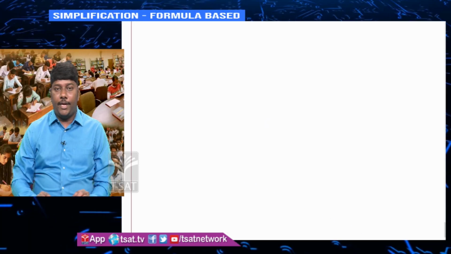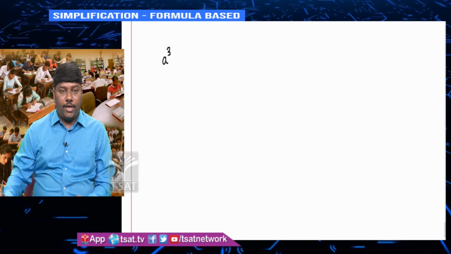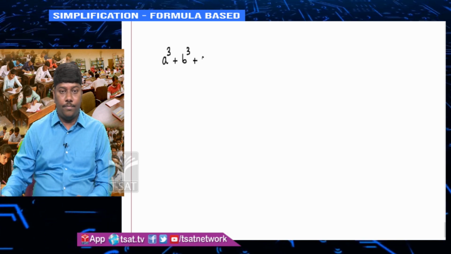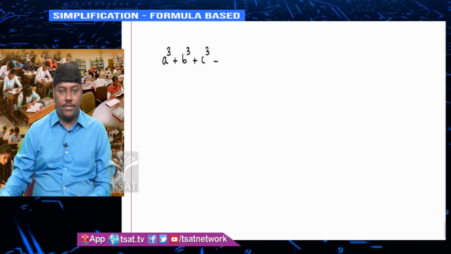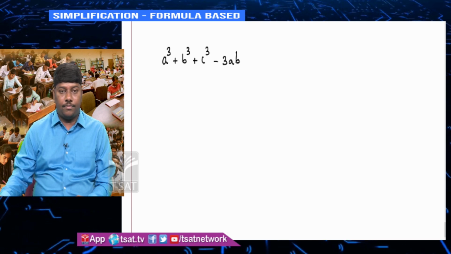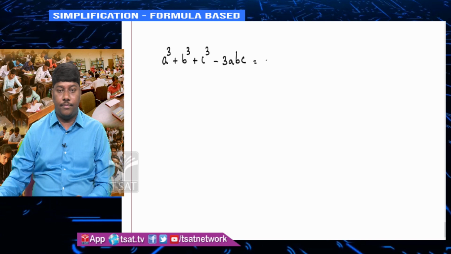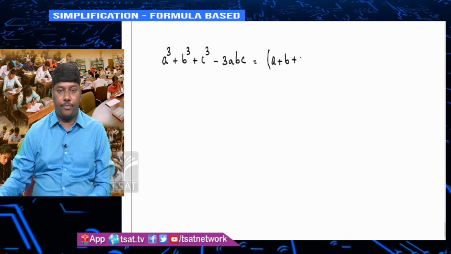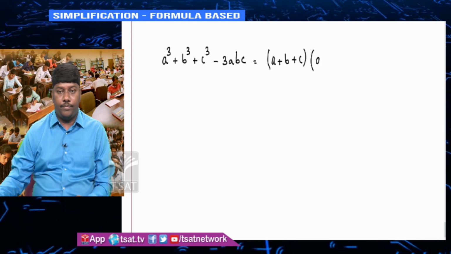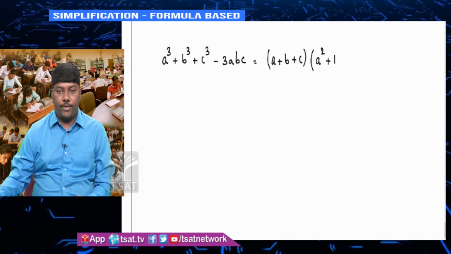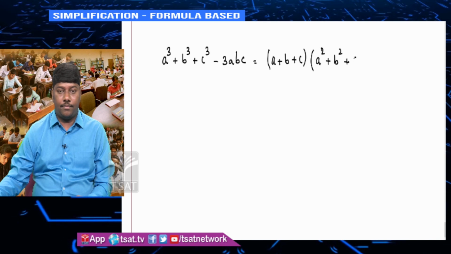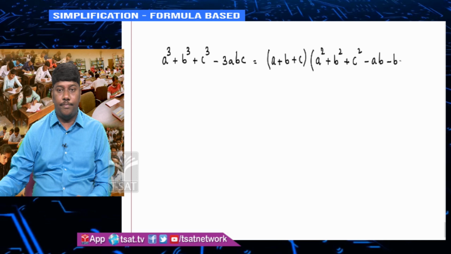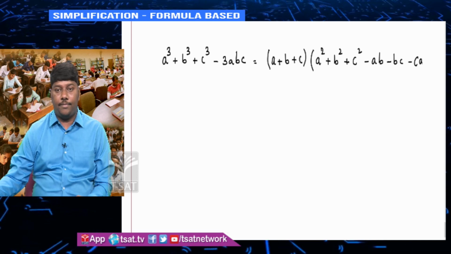Now look at the application of another formula. A cube plus B cube plus C cube minus 3ABC is equal to A plus B plus C into A square plus B square plus C square minus AB minus BC minus CA.